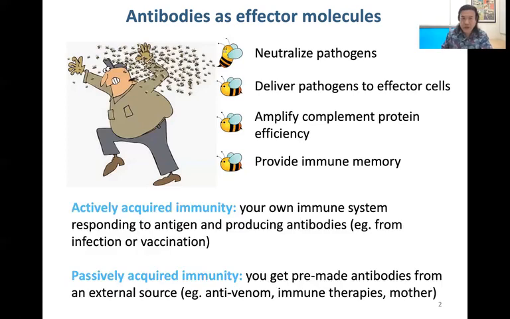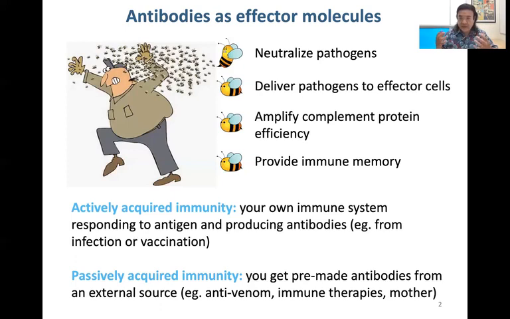Okay, so when we talk about the involvement of antibodies as being an important part of your immune defense that ends up saving your life, because it was able to actually defend against a novel threat, there are two ways or two scenarios where you can end up with these antibodies. Actively acquired immunity means your immune system actively had to be involved in making these antibodies.